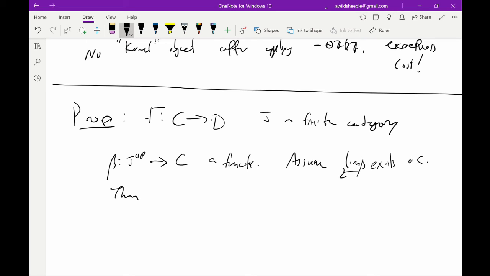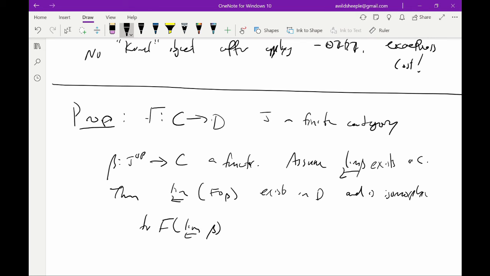Then the limit of f composed with beta exists in D and is isomorphic to the image of the limit if and only if f is left exact. So this is the generalization of our commutative algebra fact, that left exact functors play nice with projective limits, and the converse is also true.